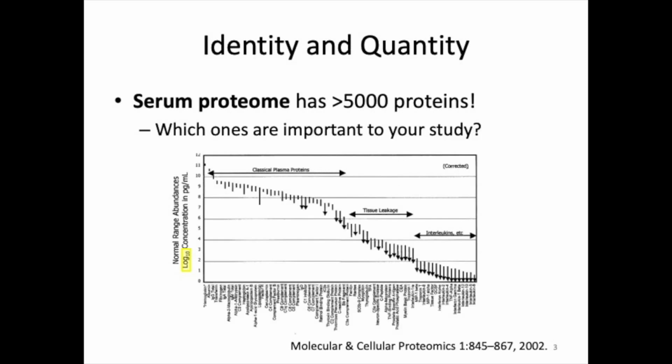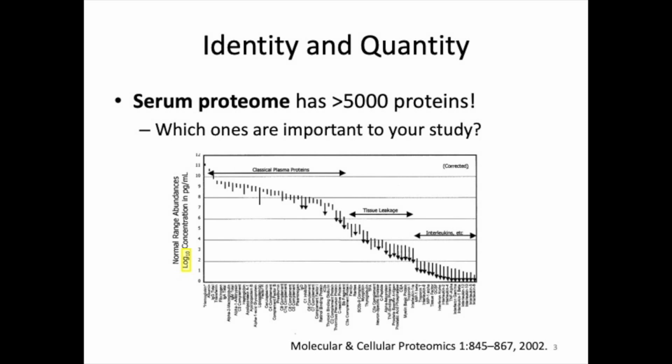Now, for the proteins that we study, we want to know their identity and quantity. We may monitor the proteins using mass spectrometry-based methods. Well, these are not the only type of methods we can use, although they are popular. In this example, you can see that there are more than 5,000 proteins detected in the serum proteome. The y-axis is the log 10 concentration, the normal range of the abundances of the proteins.